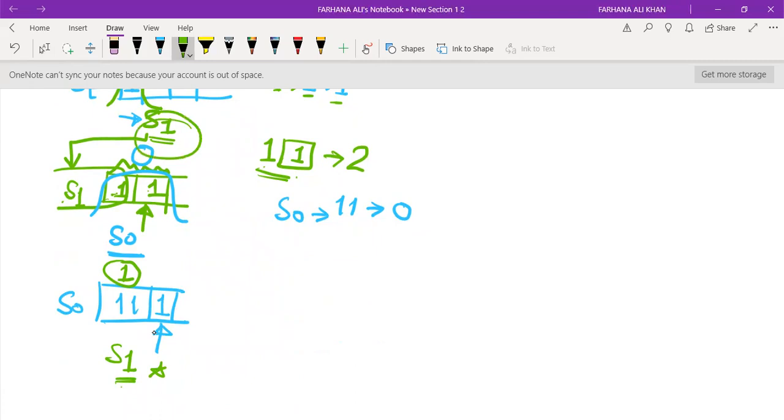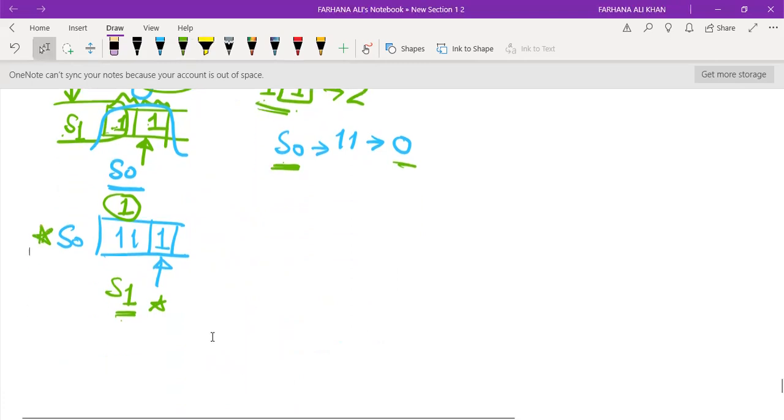Now, one more thing that we have to discuss: the output represented by your state S0, the remainder 0, contains the solution of your question. So this S0 will be considered as the final state, and the final state is marked by an asterisk. Now this is, we can say, the logical step.